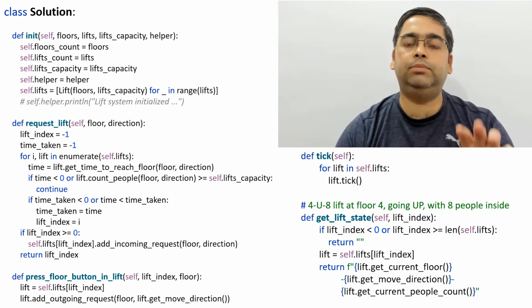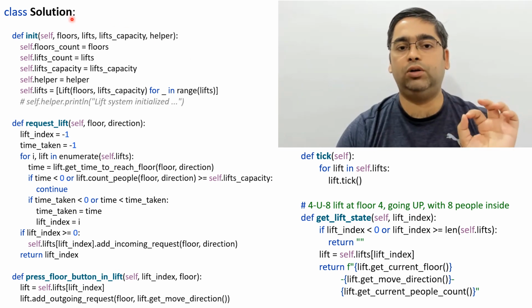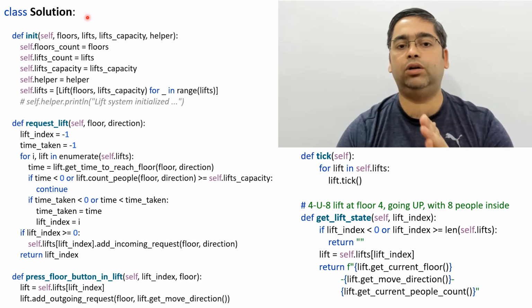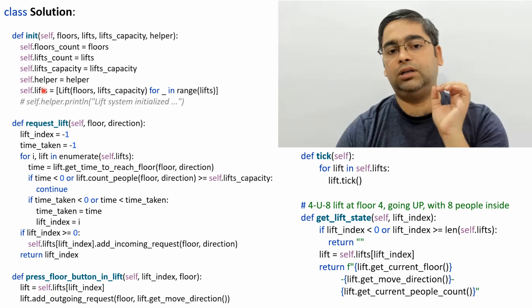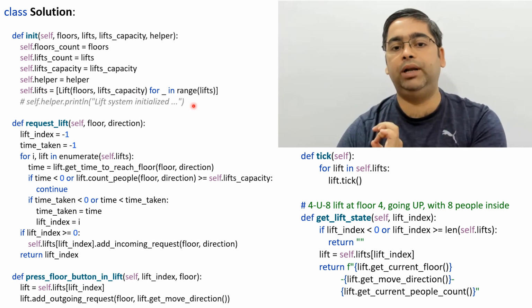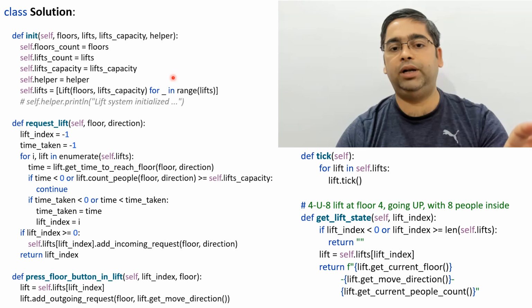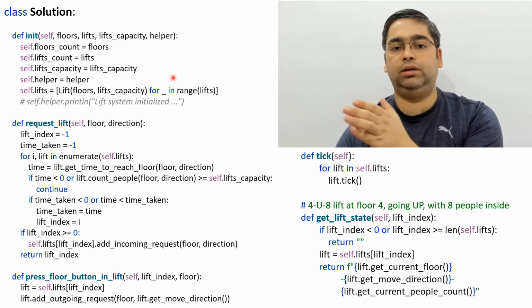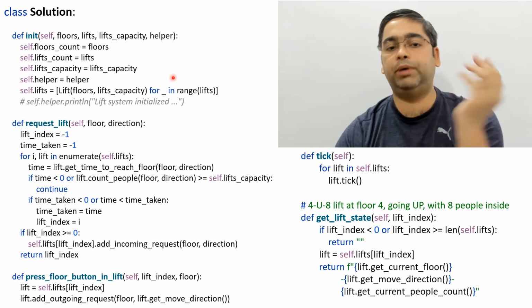A lift management system is nothing but simply a collection of different lifts or multiple lifts. So we have class solution, which acts as the lift manager, or you can say the lift management system. This class keeps the list of all the lifts in the building, and it initializes each lift with the number of floors in the building and the capacity, which is the lift capacity. It can be 4 people or 10 people or 2 people.